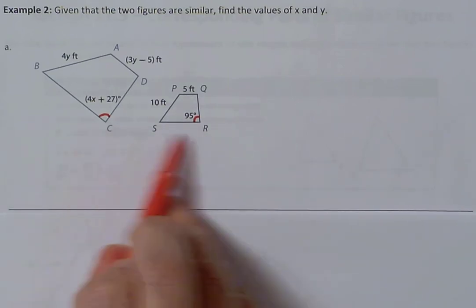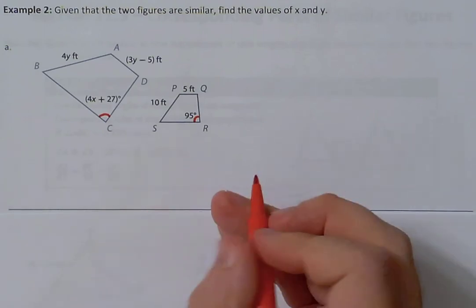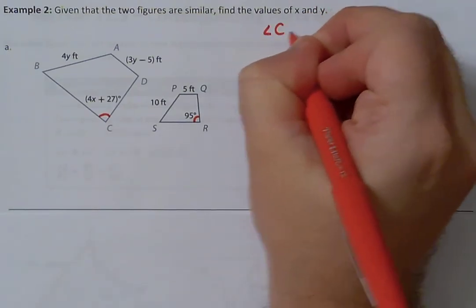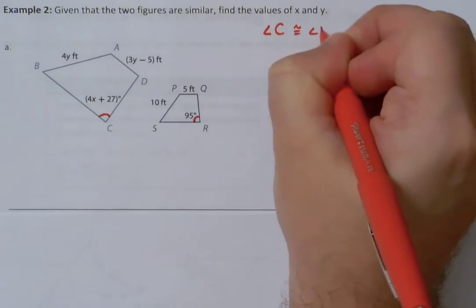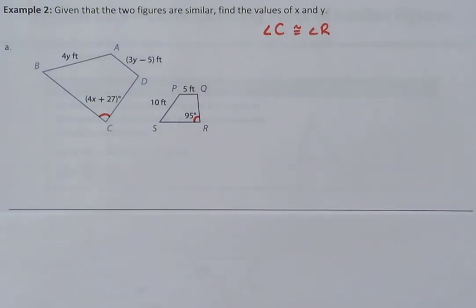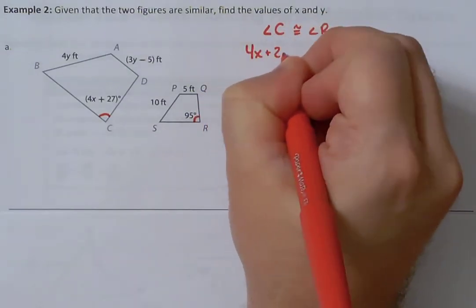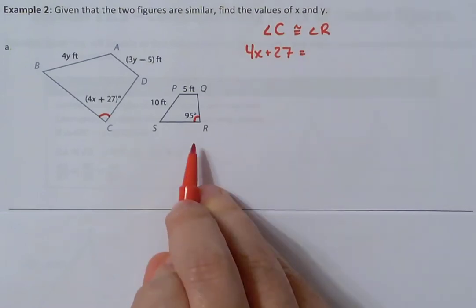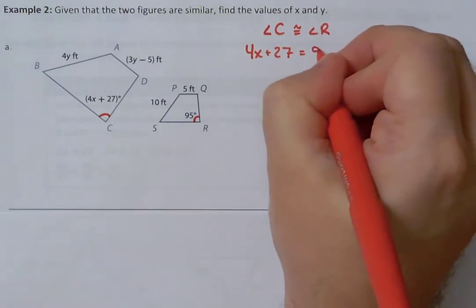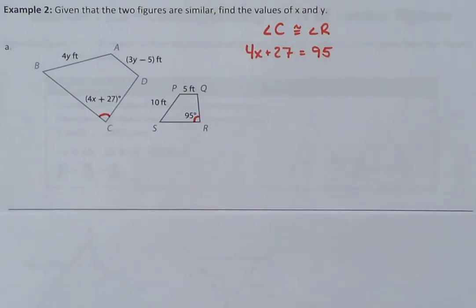Now, because we're talking about angles, angles are congruent, so I know that angle C is congruent to angle R, and if I know two things are congruent to each other, that means I can set expressions or values for those equal to each other. So C is 4x plus 27, so we're going to take 4x plus 27 and set it equal to R, which is 95 degrees. So now that I have 4x plus 27 equals 95, all we need to do is just go through and solve for x.